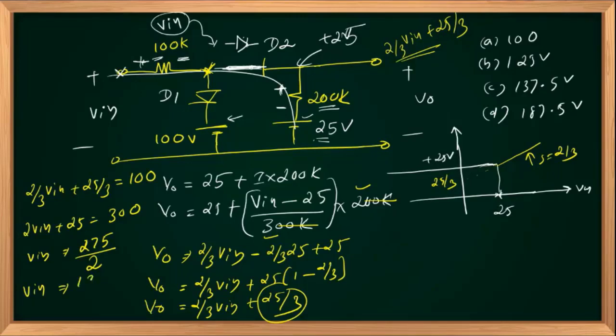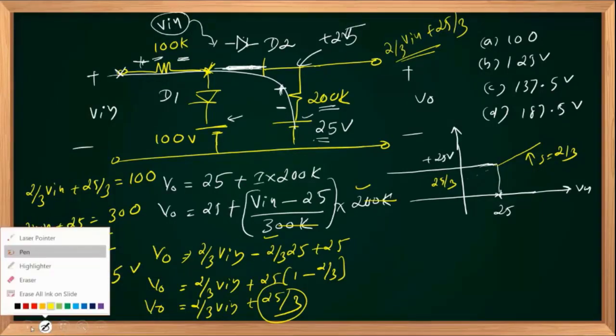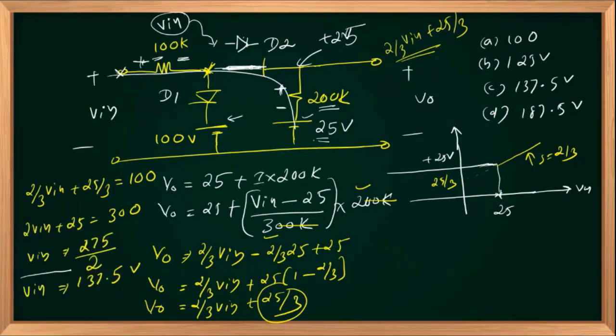So V in is equal to 137.5 volts. Once D2 turns on, that never turns off because the anode of D2 is V in. We are increasing that, so it never turns off.